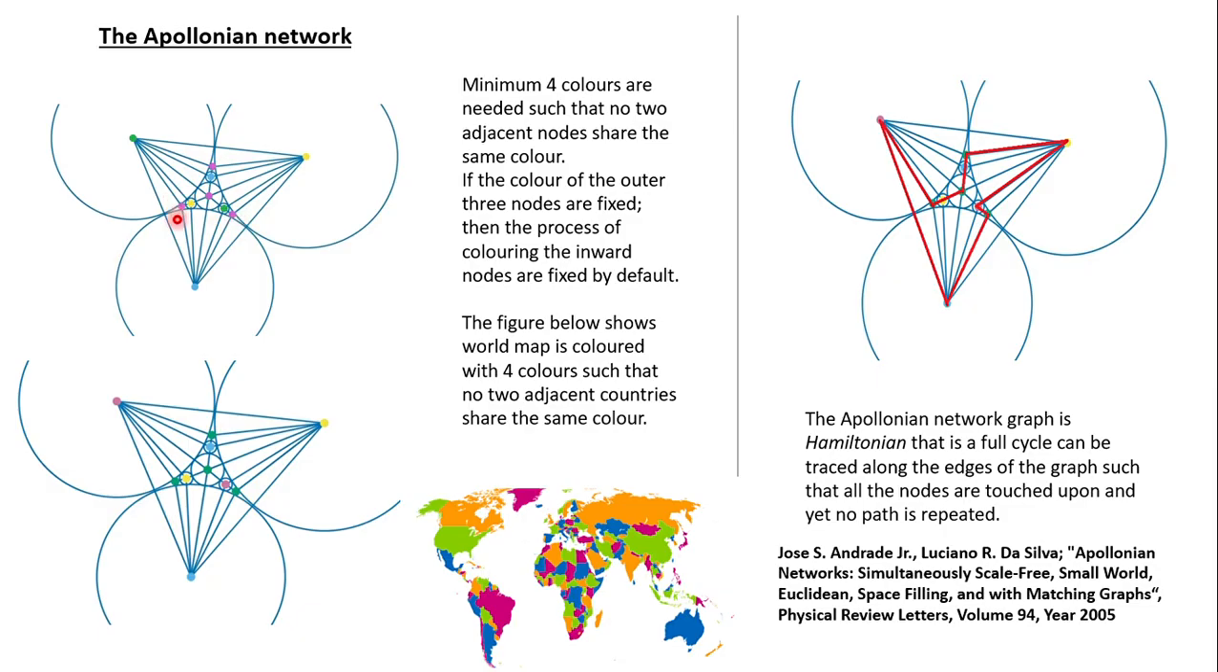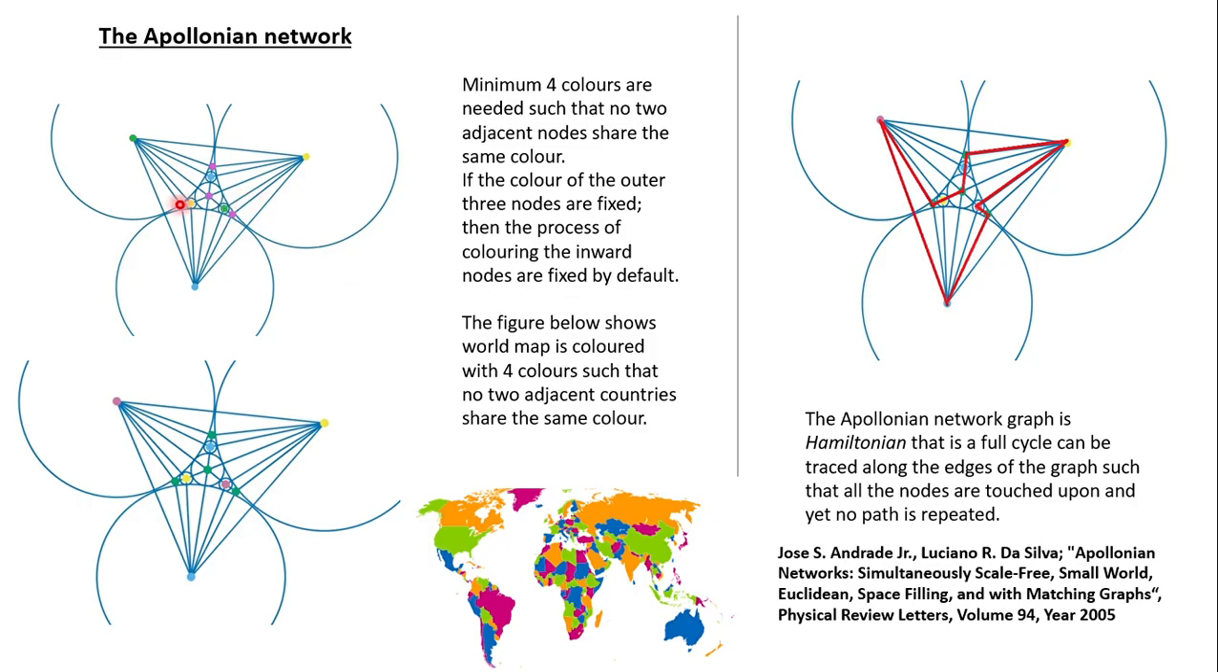Here we are just talking about the Apollonian network. Simply connect the adjacent nodes as we keep on generating smaller and smaller circles. That's what we call the Apollonian network. The property is we need 4 colors so that no two adjacent nodes share the same color. This is the 4 color theorem in computer science. People know it very well.